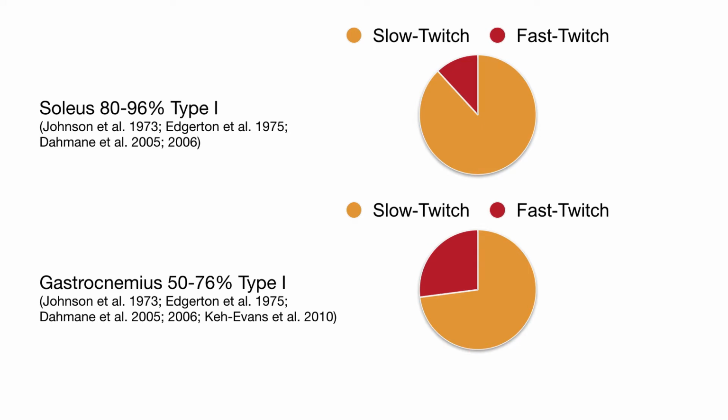The soleus ranges between 80 to 96% type 1, meaning it's very slow twitch dominant, whereas the gastrocnemius ranges between 50 to 76% type 1. And if you're leaning on the side of 50%, you may be able to train your soleus more slow twitch and your gastroc more fast twitch. So in the gym, this might look like seated calf raises for higher repetition ranges and standing calf raises for lower repetition ranges.